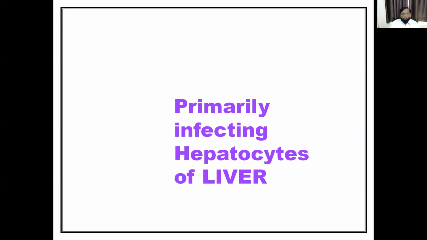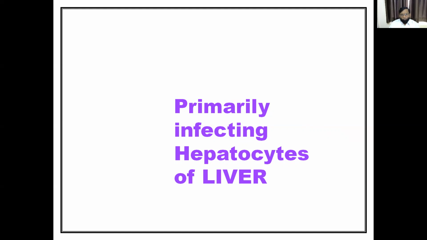Now, what are these hepatitis viruses? Any virus infecting hepatocytes of the liver primarily. Suppose there are infections which cause generalized infection, and later the liver is also involved. They are not called hepatitis viruses. They are called viruses causing hepatitis. Hepatitis viruses will primarily go to the hepatocytes of the liver.